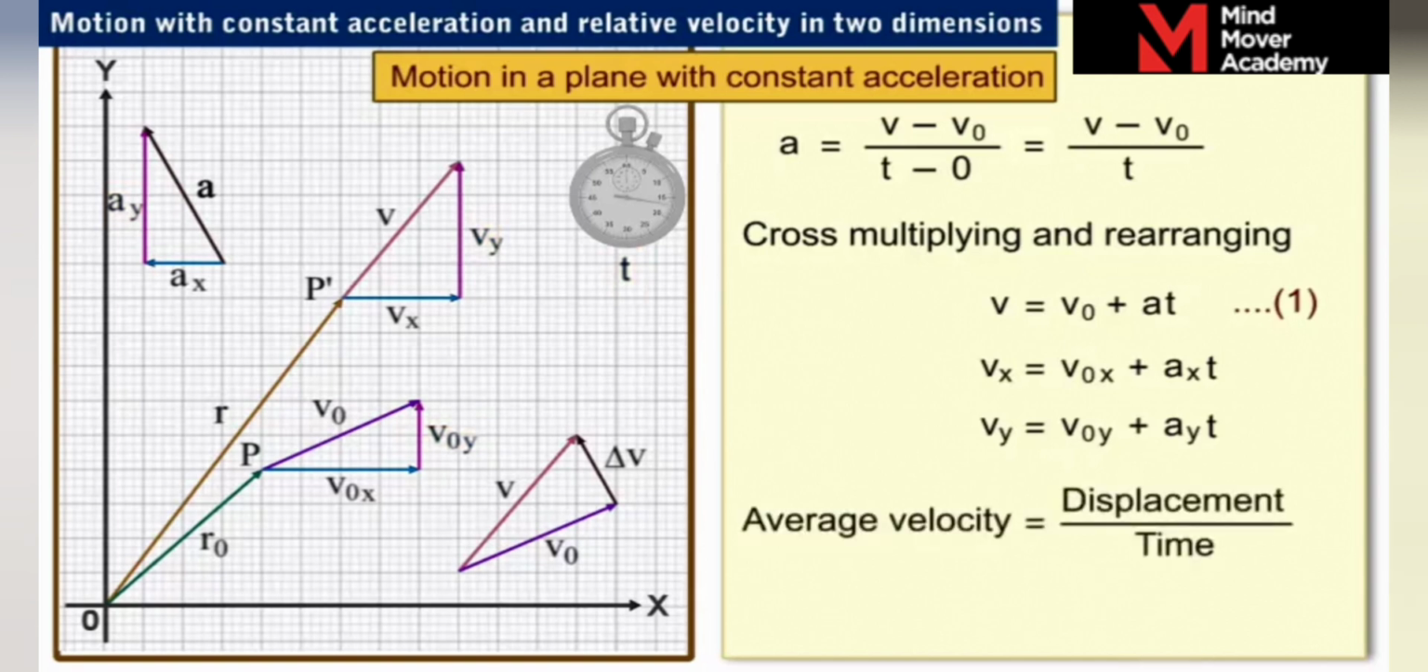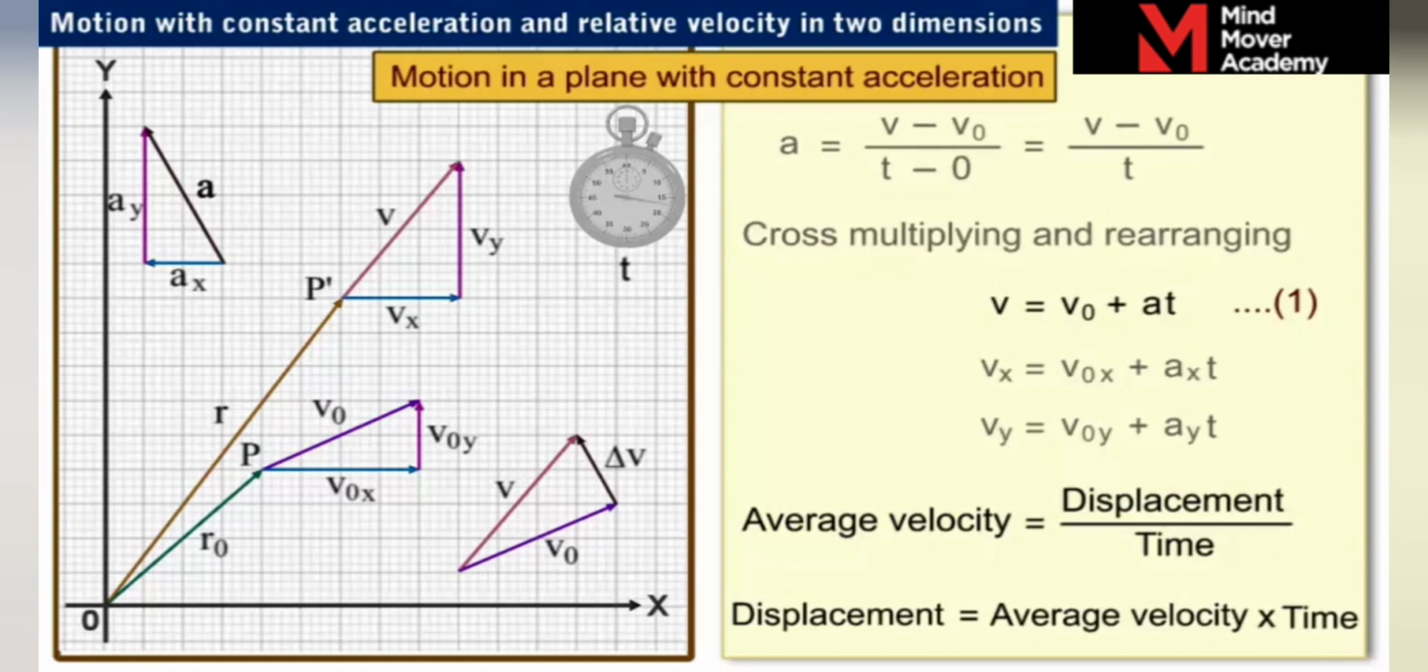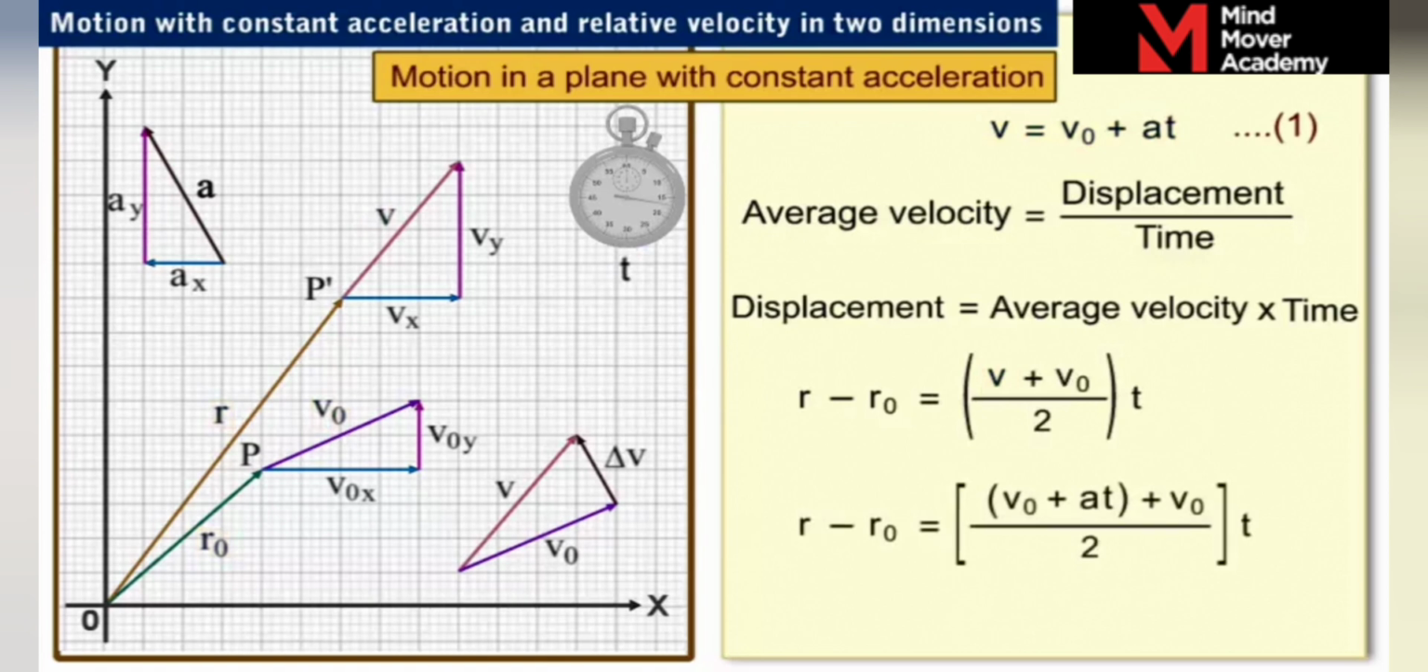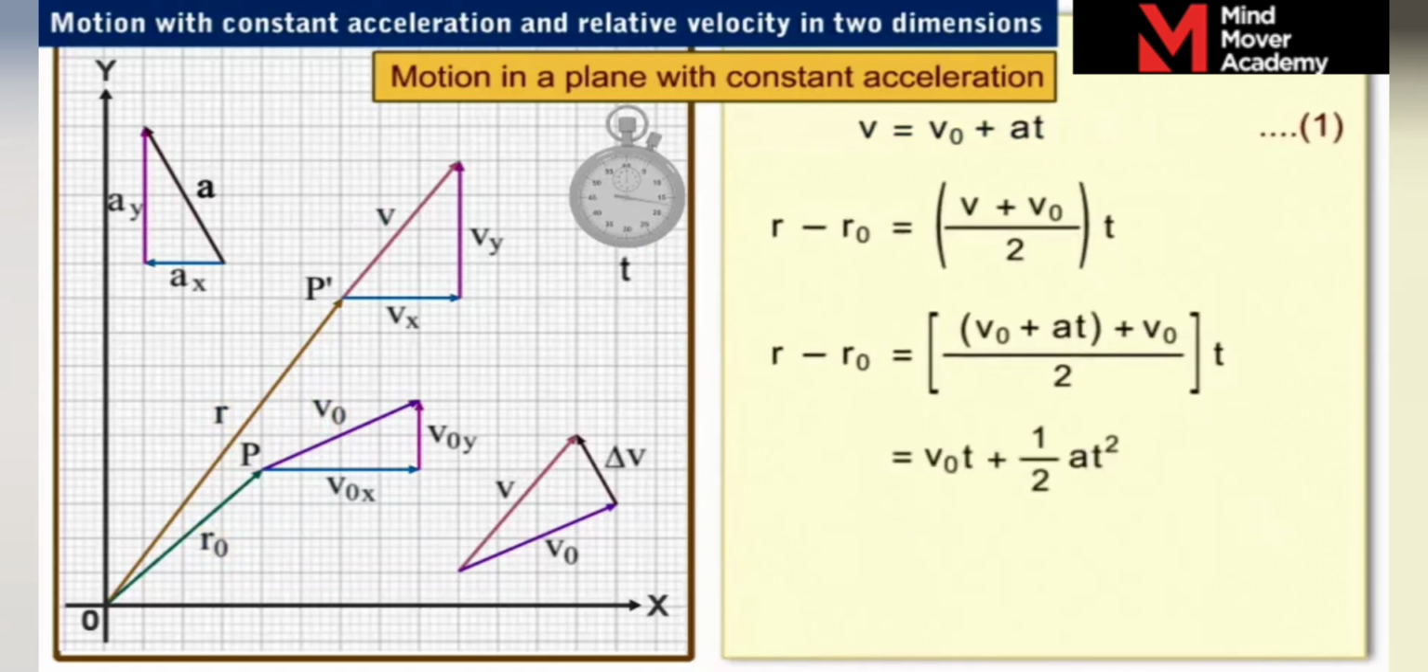Assuming average velocity is displacement divided by time, by cross-multiplying, you can write displacement is equal to average velocity multiplied by time. Substituting the values in the expression, you get r minus r0 is equal to v plus v0 divided by 2 into t. Substituting the equation 1 in this equation, you get r is equal to r0 plus v0 t plus half at square as shown here. Let this be equation 2.